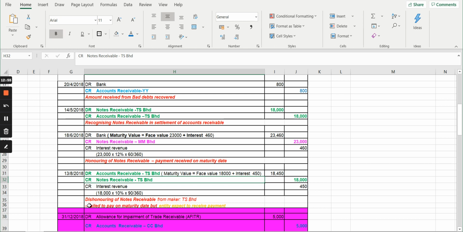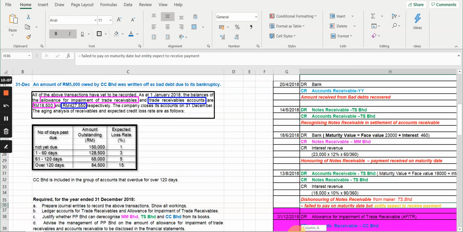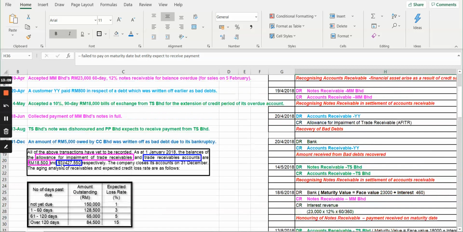The customer failed to pay the amount due on the maturity date, but you still expect to receive payment. That's why you don't write it off as bad, because there is still hope to get that.